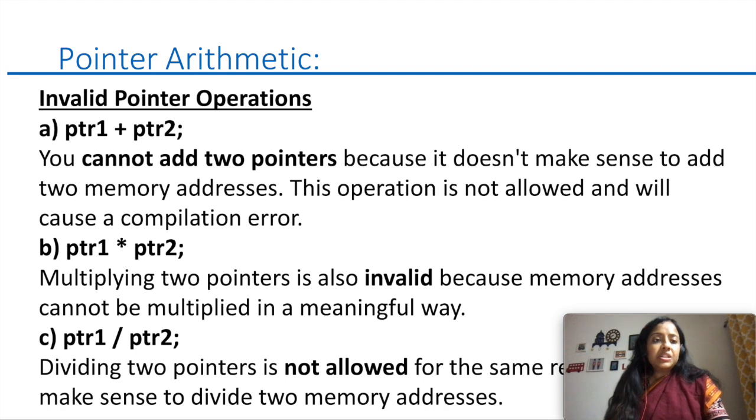At the end, students, let me tell you a few invalid pointer operations which you should avoid. Two pointers cannot be added because it does not make any sense, because you are actually adding two memory addresses. The same goes for multiplication and division also. So please note here that subtraction of pointer variables is allowed, but that is a complicated process which we are avoiding for the time being.